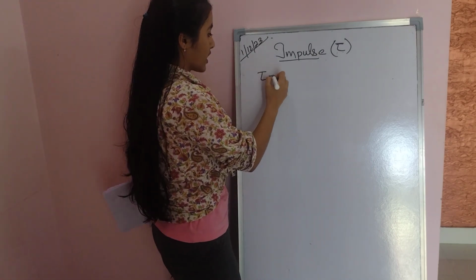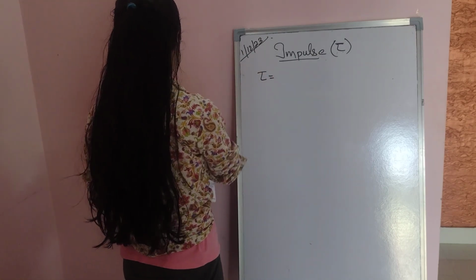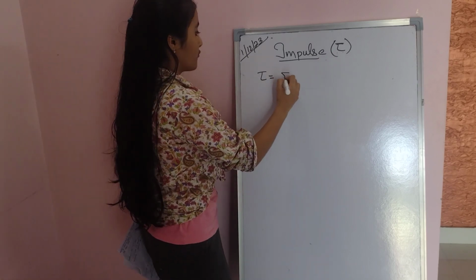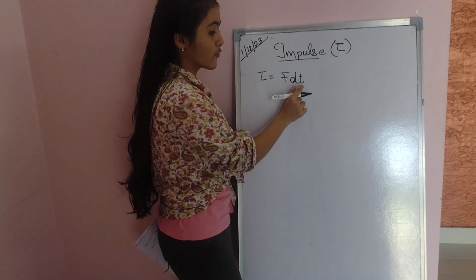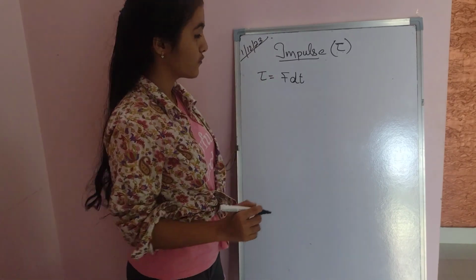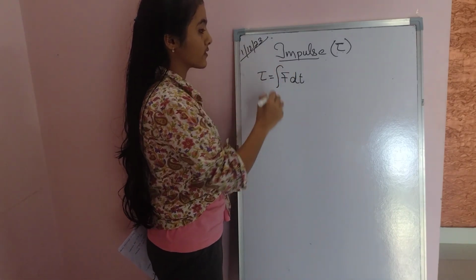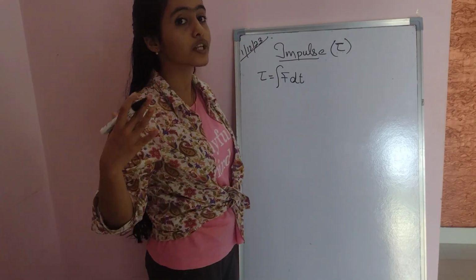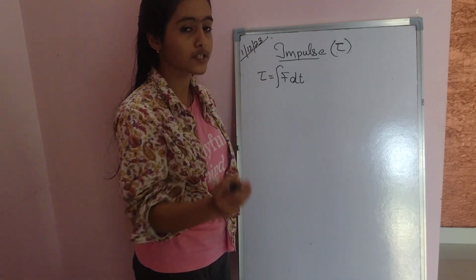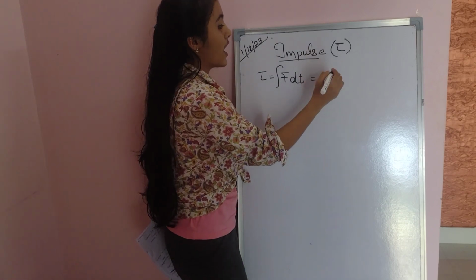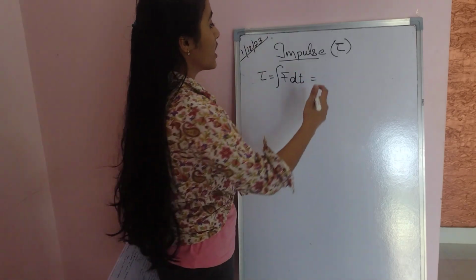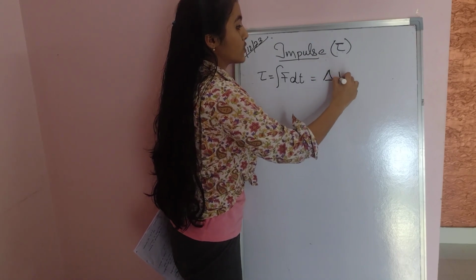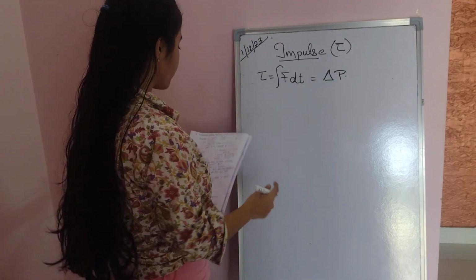So we denote J as integral of F dt. It is a very small time interval, therefore it is dt, with a large force. We take the sum of all the large forces over the small intervals of time, so we are integrating. So impulse is defined as the integral of F dt, and it is also equal to the change in momentum.